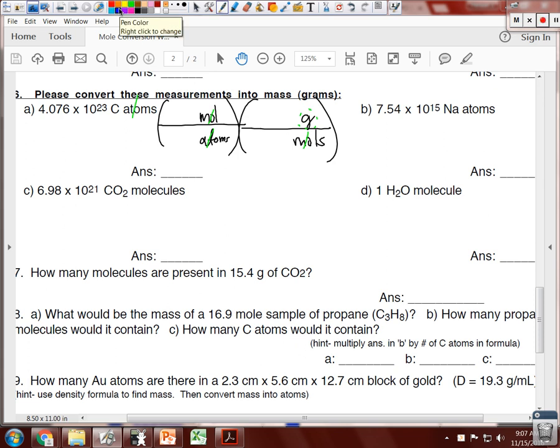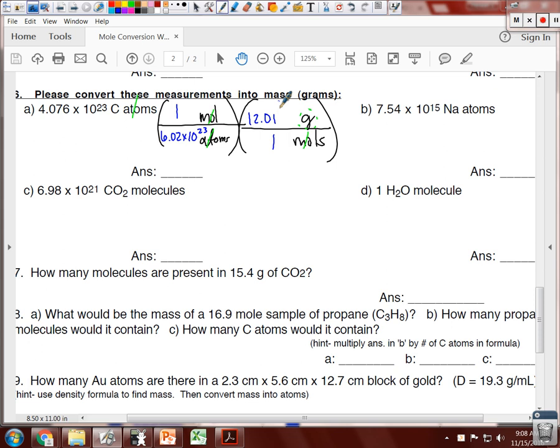No matter where it is or how many times you see it, what's always given to moles? 1. No matter where it is or how many times you see it, what's always given to atoms? Okay, 6.02 times 10 to the 23rd. Now for the mass on this one, is this an easy mass or hard mass? Easy, because it's just one box, right? And what is the mass of carbon? 12.01 grams.